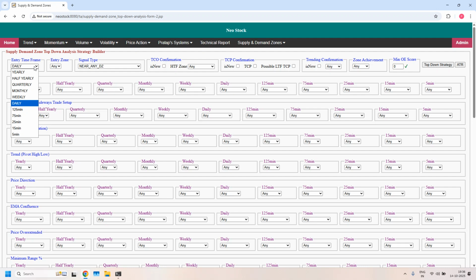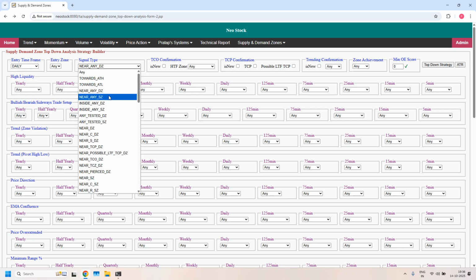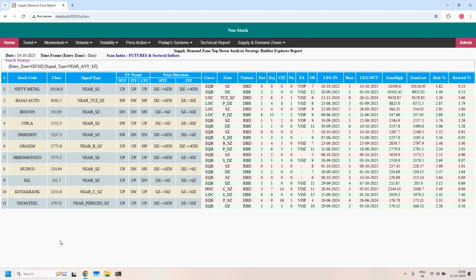Okay, next, for daily time frame, stocks near to the daily supply zone, we got 11 stocks. Let us identify daily high liquidity supply zones from this list. Grasim is having a daily high liquidity supply zone. Kotak Bank is having a daily high liquidity supply zone. So we identified two daily high liquidity supply zones from this list.